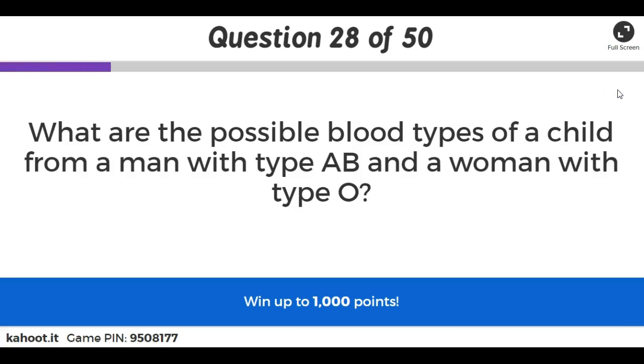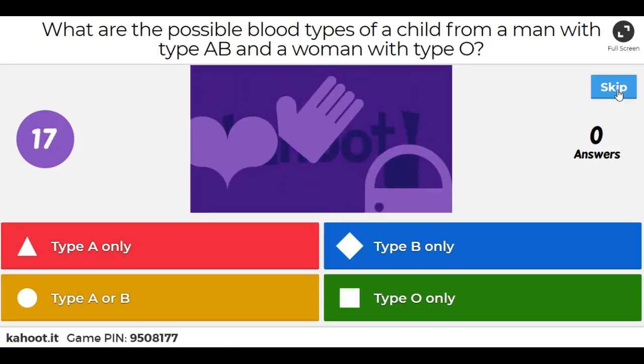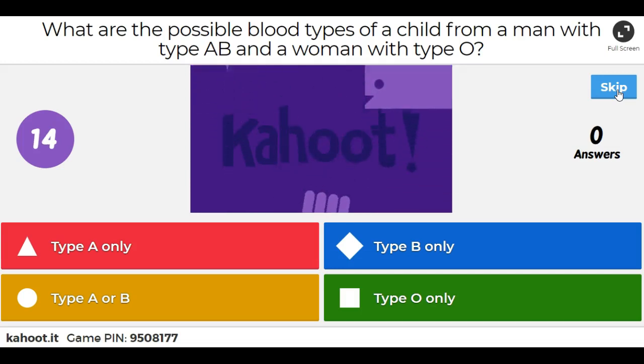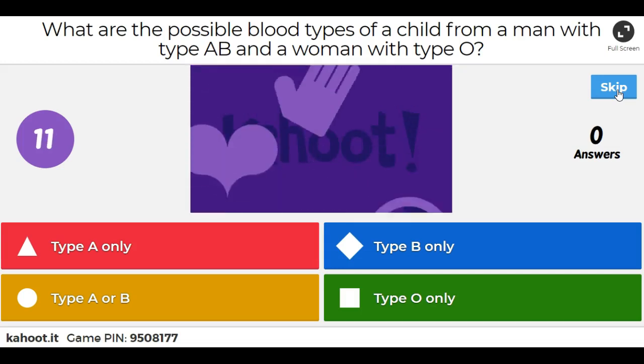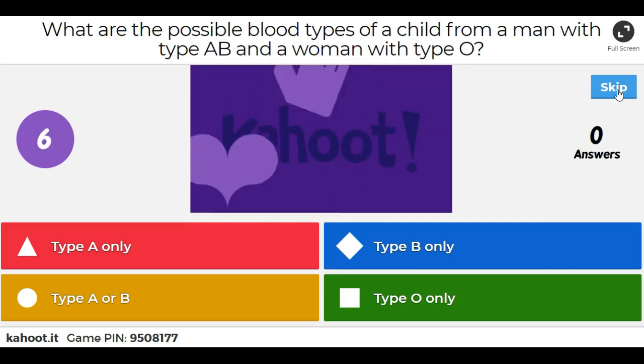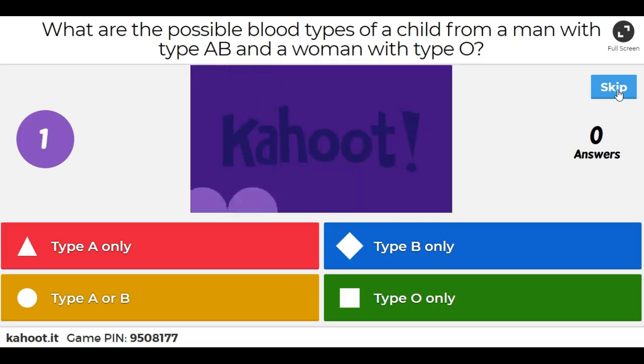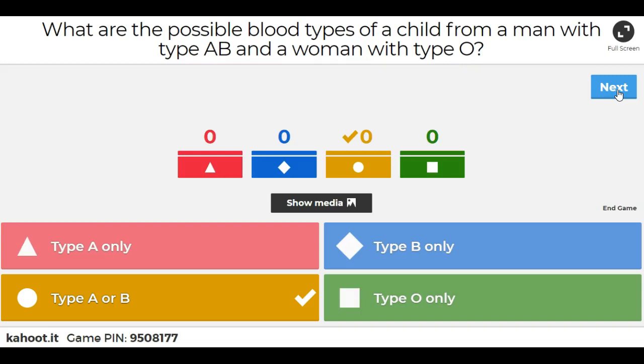Okay, question 28. What are the possible blood types from a child with a man that has type AB and a woman with type O? So the answer is they can have children that have type A blood or type B blood. They cannot produce children with type O, and they cannot produce children with type AB.